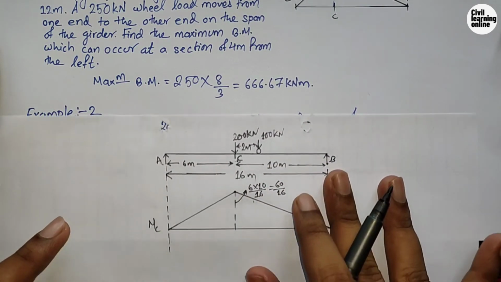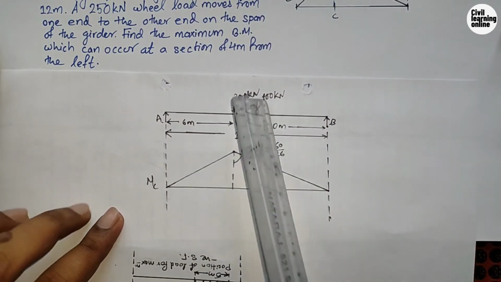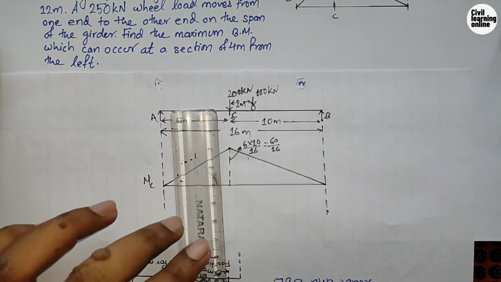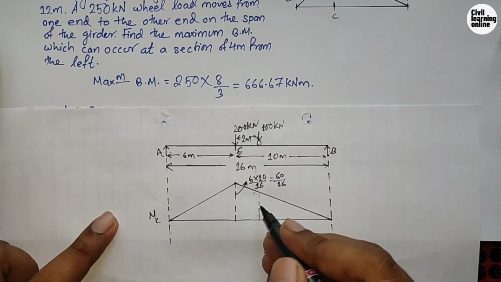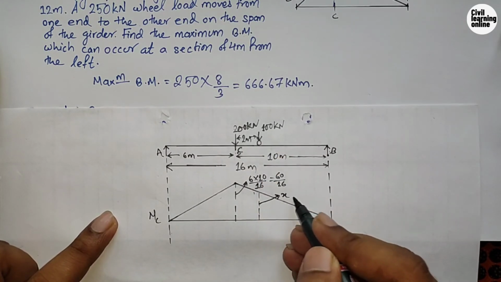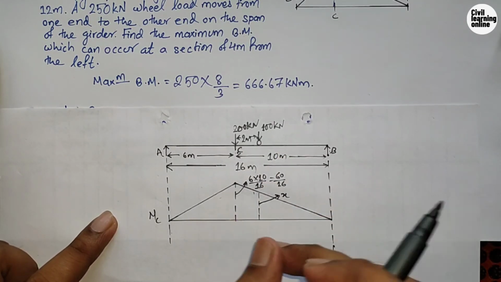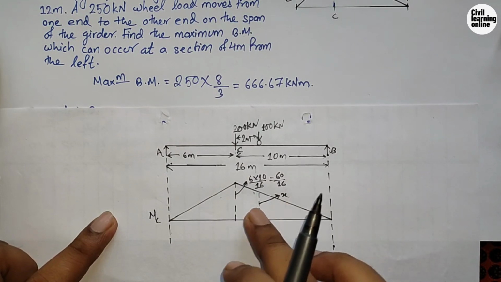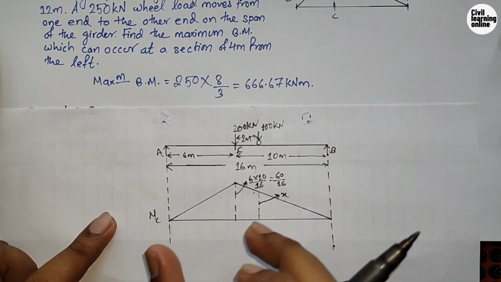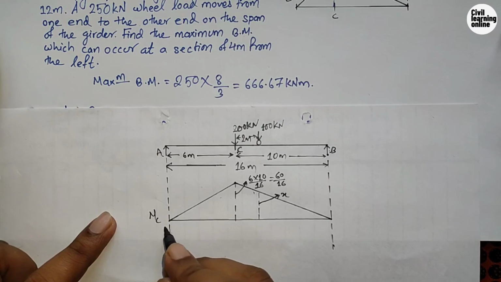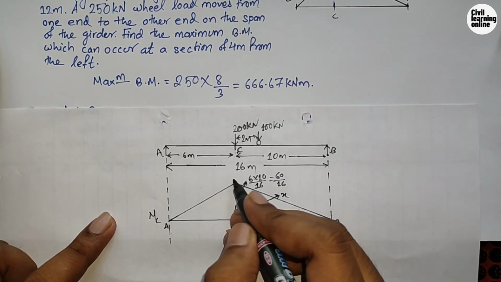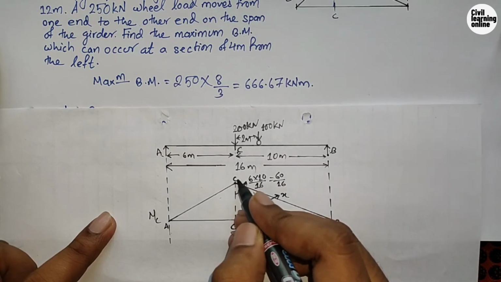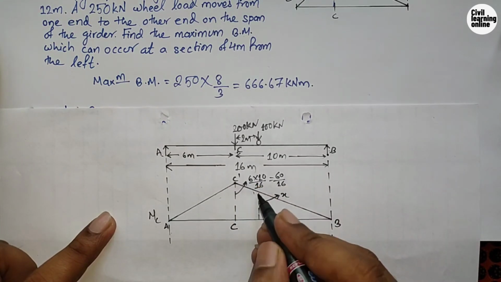So now we need to calculate the ordinate under this 100 kilonewton load. And in order to calculate the ordinate under this 100 kilonewton load, we need to calculate this value. Let this be represented by x. And again, to calculate this value, we will use the condition of similar triangle. And first, for that, let us first name the triangle. This is A, this is B, let this be C, and let this top apex be C dash. Now we need to calculate the value of x.